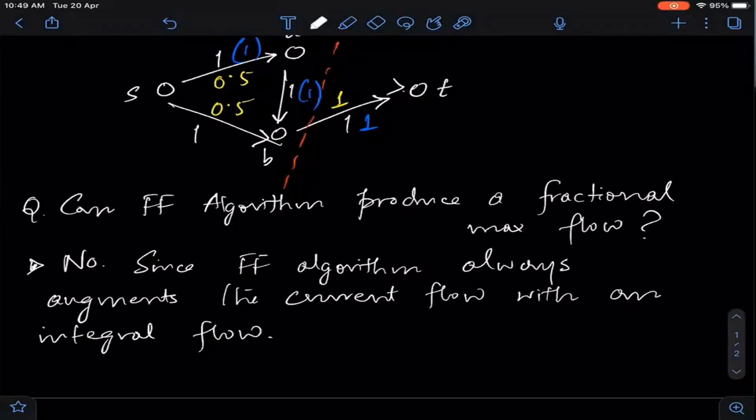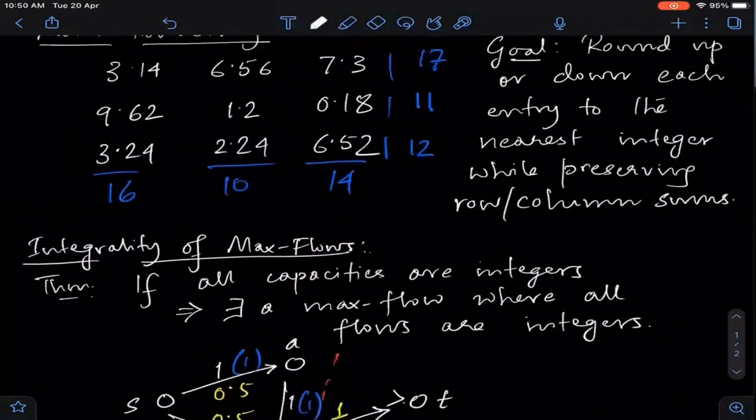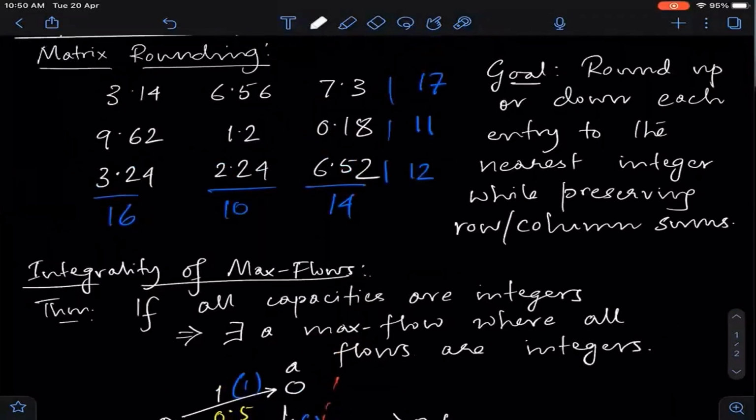Okay. So this is one theorem you should always keep in mind: if capacities are integers, then there is one maximum flow which is going to be an integer. Okay. So let's now try to solve our original problem, this matrix rounding problem.